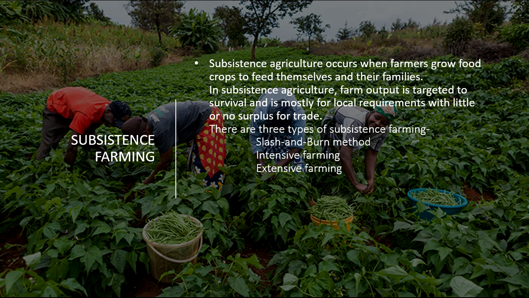Subsistence farming. Subsistence farming is the type of farming which is popular in countries with higher population. Subsistence farming means practice of growing crops and raising livestock sufficient for only one's own use without much surplus for trade. Hence, in subsistence farming, the agricultural produce is limited to a region or a group or community. There are three types of subsistence farming: slash and burn method, intensive farming, and extensive farming.